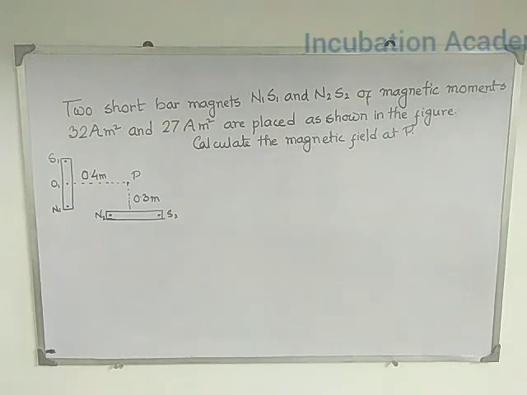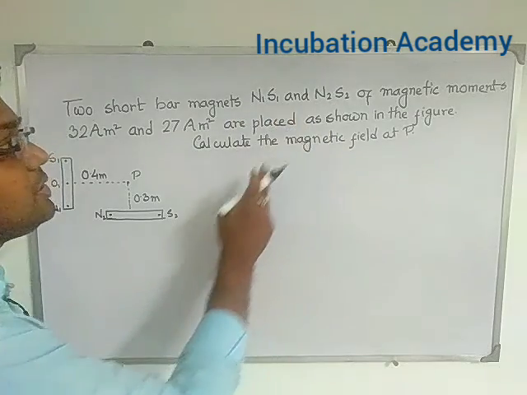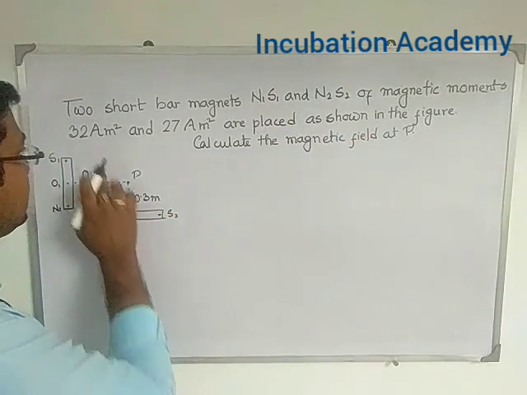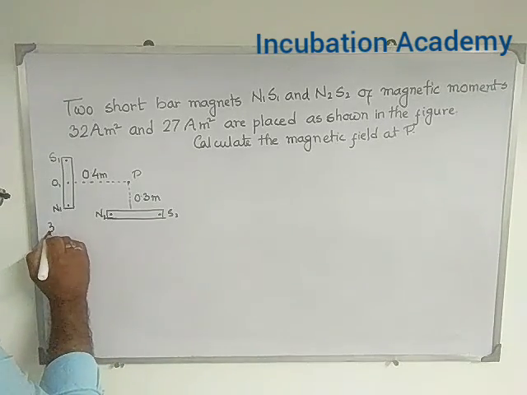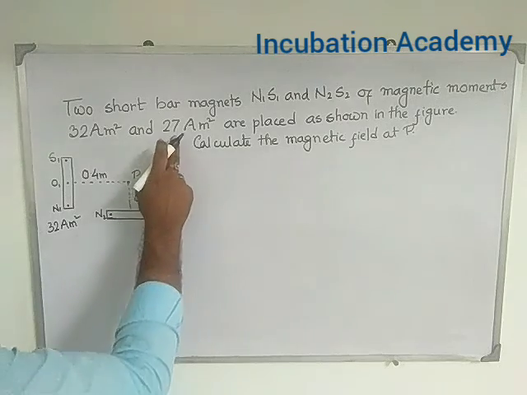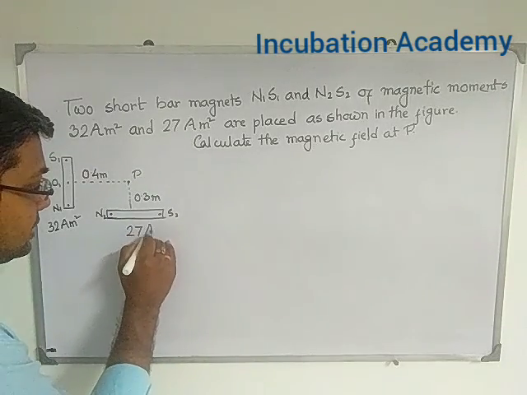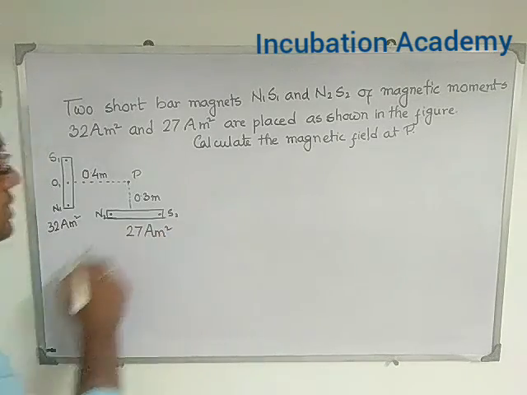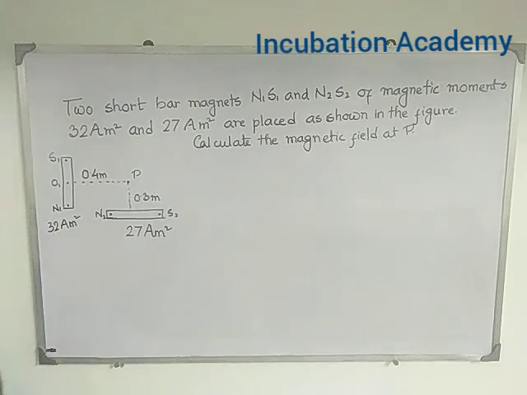Welcome everyone. The question is: two short bar magnets N1S1 and N2S2 of magnetic moments 32 ampere meter square and 27 ampere meter square are placed as shown in the figure. Calculate the magnetic field at the point P.